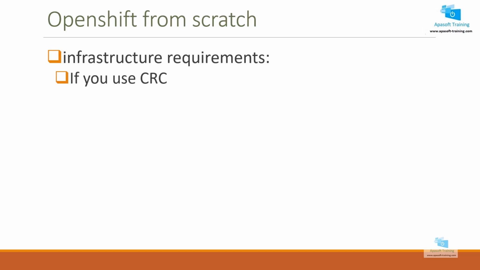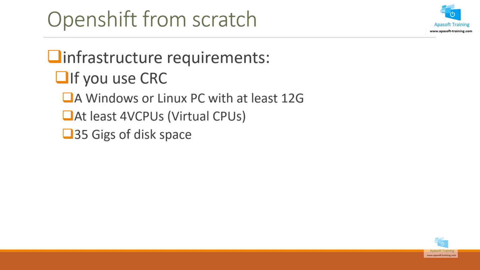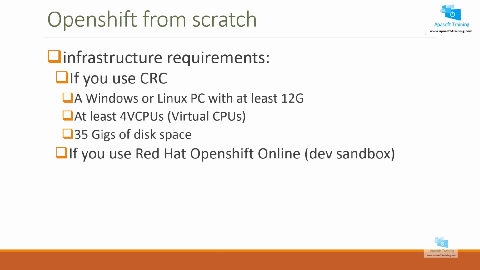If you use CRC, which is some kind of virtual machine by Red Hat for Openshift, you will need a relatively strong machine with 12 gigs of RAM in a Linux or Windows PC, 4 virtual CPUs, and 35 gigs of disk space. If you want to do this online, you will later see that Red Hat offers a free tool for working with Openshift. This has some limitations, but it's another way to do it.